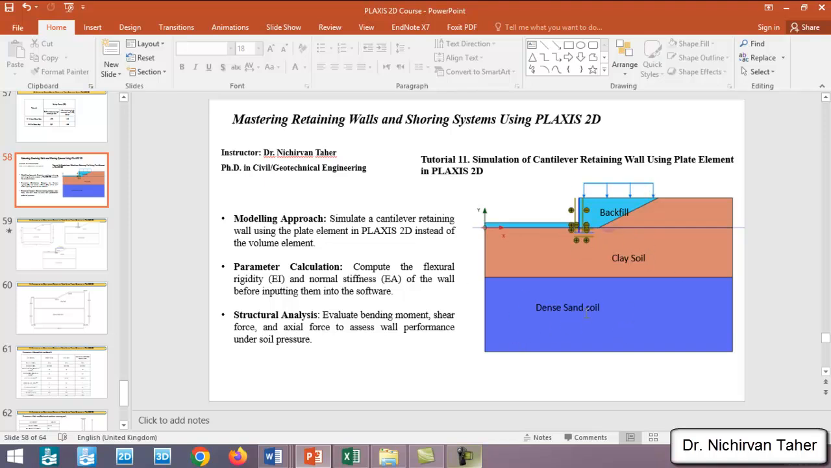As you can see, we have two soil layers. The bottom soil layer is a dense sand, and the upper soil layer, which has a ground slope, is a clay soil. And also we have a retaining wall here, which we have modeled using a plate element. After construction of the retaining wall, we will fill behind the retaining wall with a backfill, which is a medium sand, and after that we will apply some surcharge load.